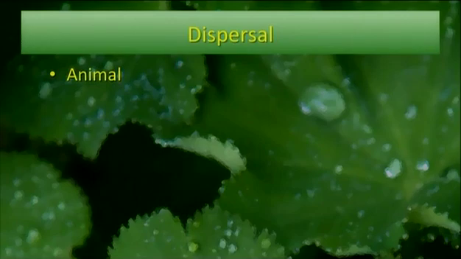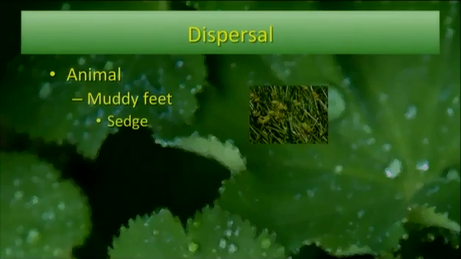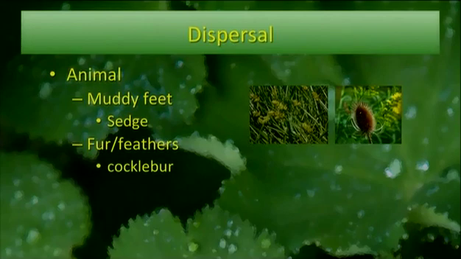Animals can have seeds or fruits stuck onto their muddy feet. Sedges often get moved thousands of miles from one place to another by way of muddy feet. They think probably that ahuawa came that way here from Southeast Asia. Another means of animal dispersal is a fruit or a seed sticking to fur or feathers, as we see in the cocklebur.